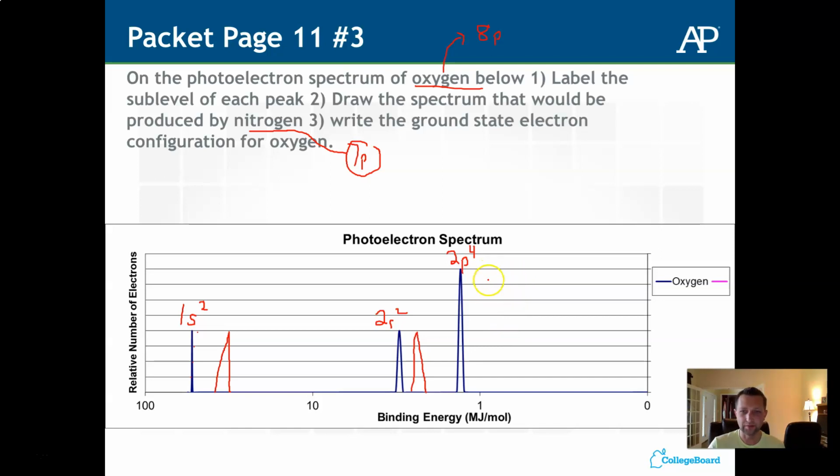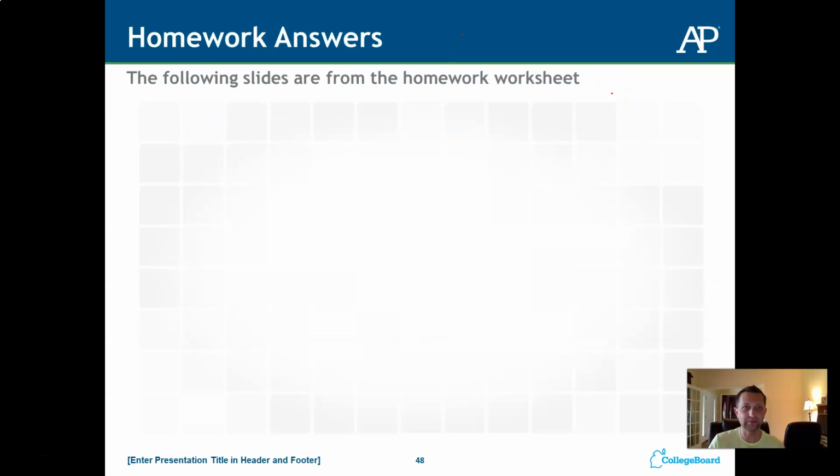Okay, so we're going to go to about right here, I guess. So that's going to be our peak for that. All right, 2, 3, 4. So that's our last peak there. That's our nitrogen in red up here. So we have 1s2, 2s2, 2p3, all shifted to the right, a little bit easier to remove. The ground state electron configuration for oxygen, I already have it up here. It's 1s2, 2s2, 2p4. We know that based on our PES readout.